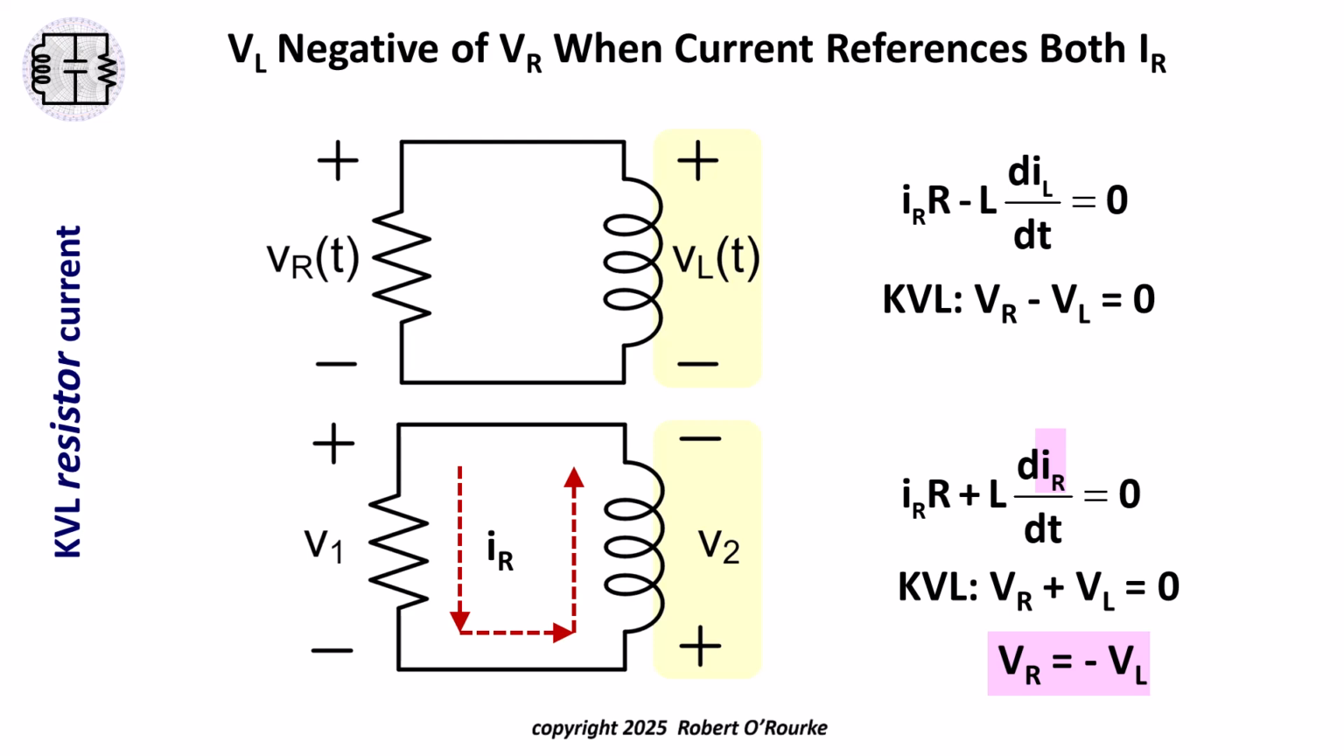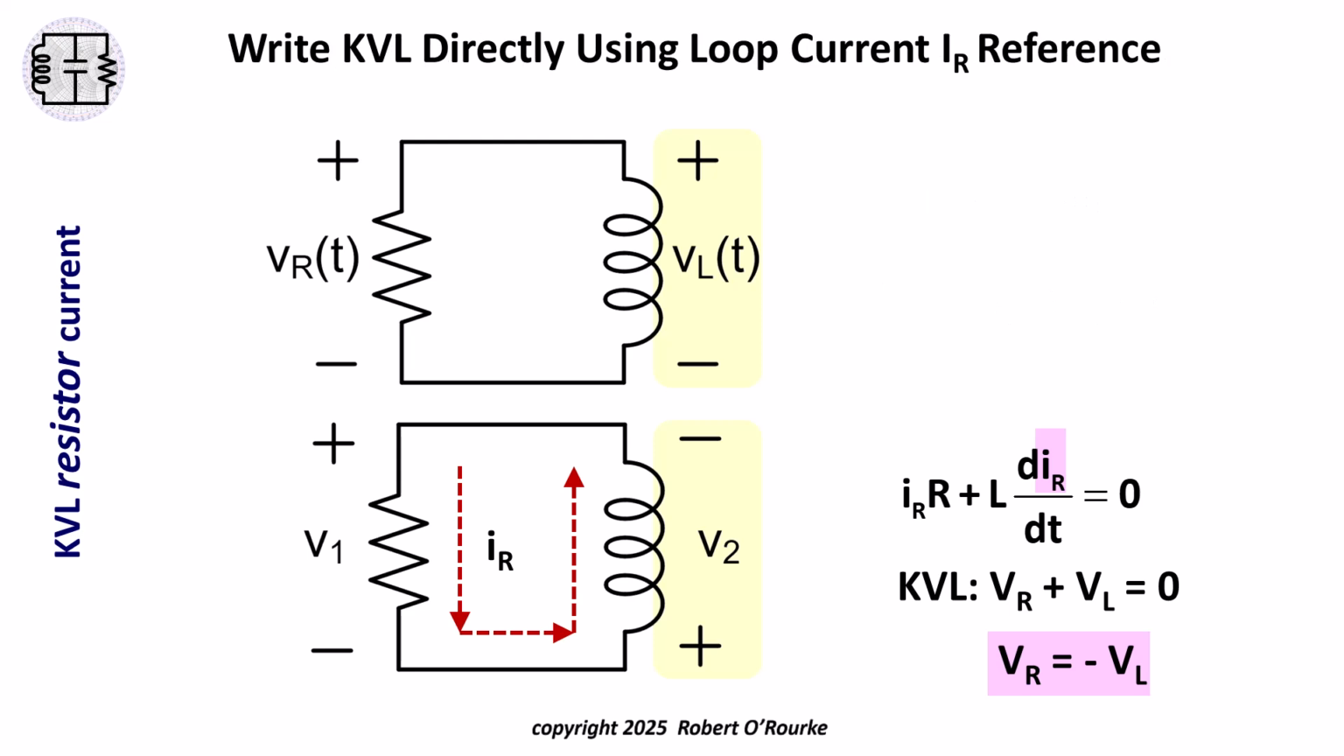If we have positive current down through the resistor corresponding to positive V sub R, we can change the inductor branch relationship equation from inductor current to resistor current, and we get negative inductor voltage V sub L. In practice, we see how we can directly write the KVL equation V sub R plus V sub L if we reference the counterclockwise current I sub R right away.